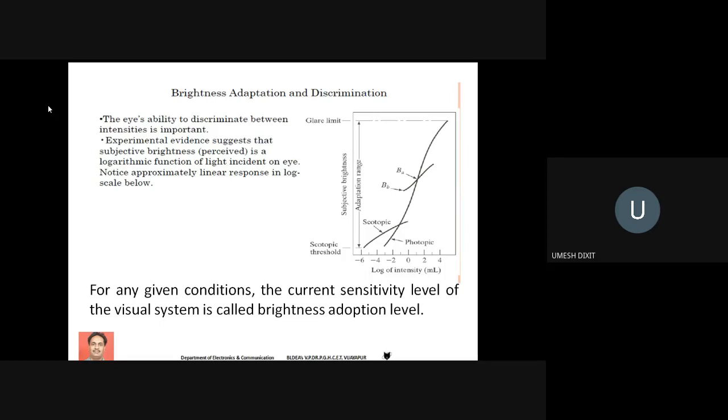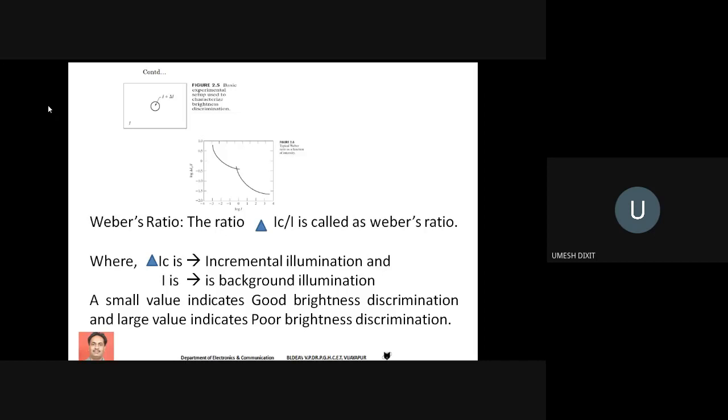And we have the second term, which is known as Weber's ratio. Weber's ratio is the ratio ΔIc/I, where ΔIc is known as the incremental illumination on the object, and I, capital I, is called the background illumination. So you have background illumination along with an incremental illumination, right? The ratio ΔIc/I is called Weber's ratio.